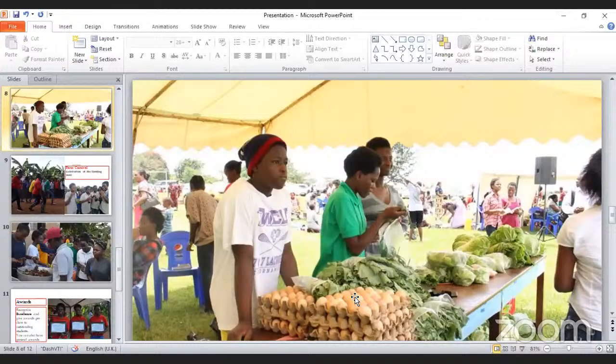For example, if they sold the eggs, again, they would get a commission for selling. If the farm was selling the eggs at 8,000, and for them, they sell it at 10,000, they keep the 2,000 for their club. Again, there is someone in charge of the selling, they're in charge of record keeping and also keeping the money. So there are so many things that happen within the project.